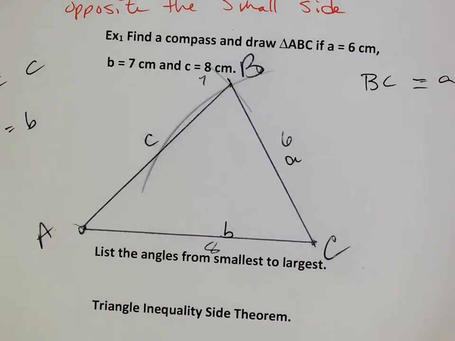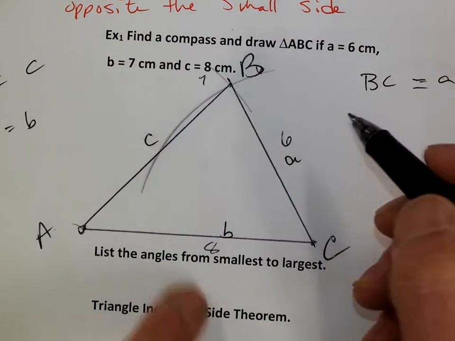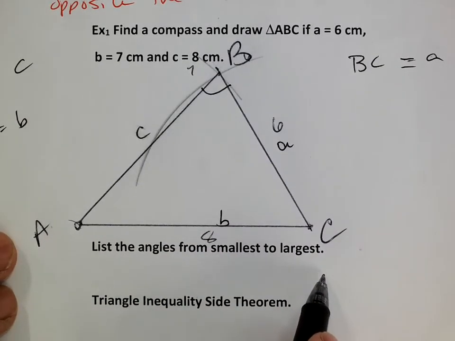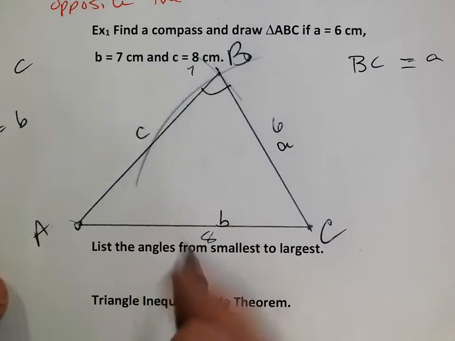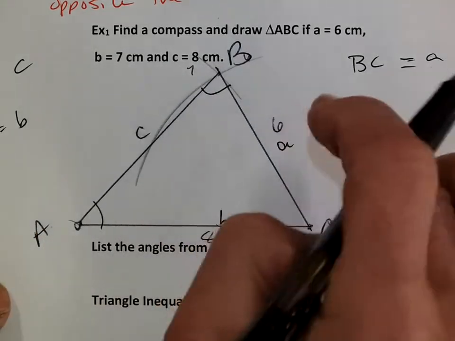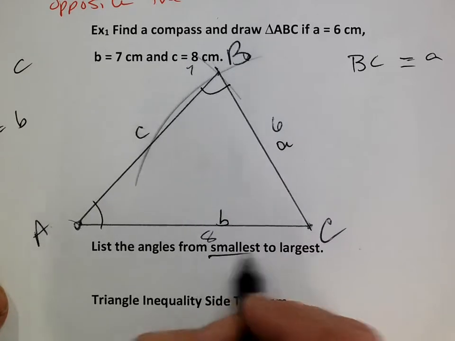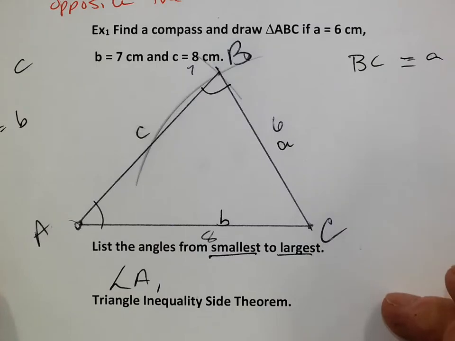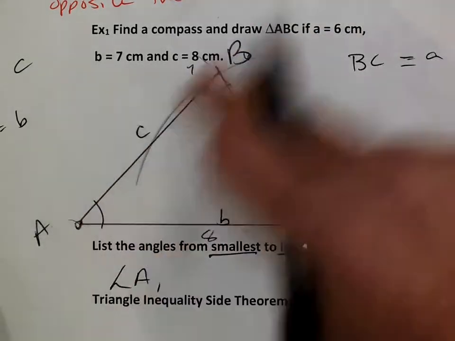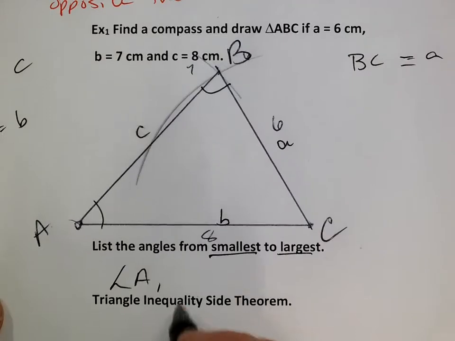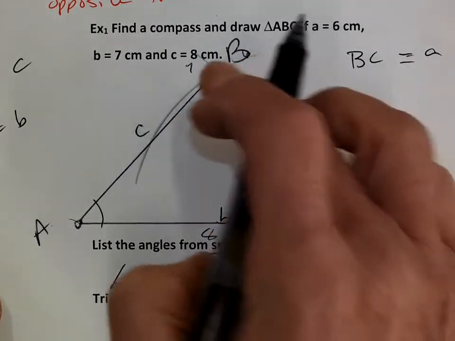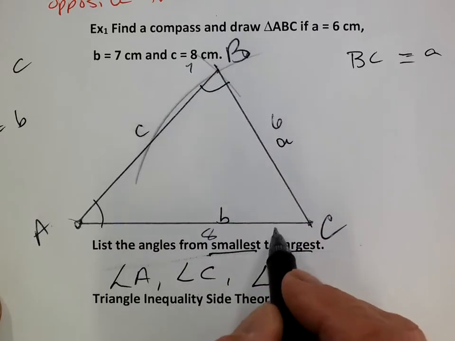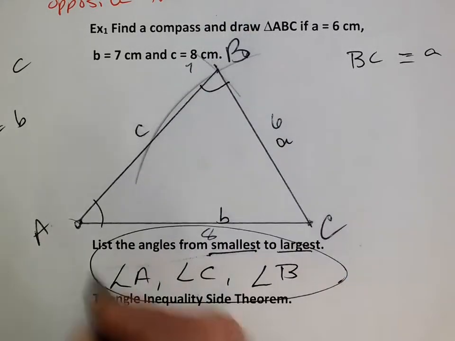So here's the thing. I already know that angle B is the largest angle. From smallest to largest, the smallest has to be angle A, because it's opposite the smallest side. Then what's next? Well, it would have to be the side that's got the 7 on it, which would be angle C. And then the largest has got to be angle B, because it's opposite the largest side. Easy, huh? Easy, easy, easy.